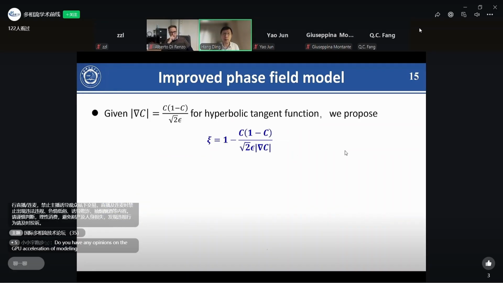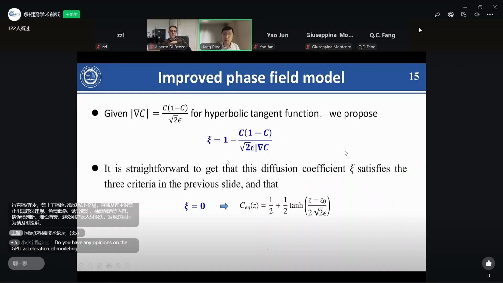So how to define this zeta? We know that at equilibrium, the gradient of C should have such an analytic solution for this hyperbolic tangent function. So then we propose the zeta should have such a form like this. Then it's straightforward to get the diffusion coefficient that should satisfy, and it's very simple to get that the three criteria in the previous slides.